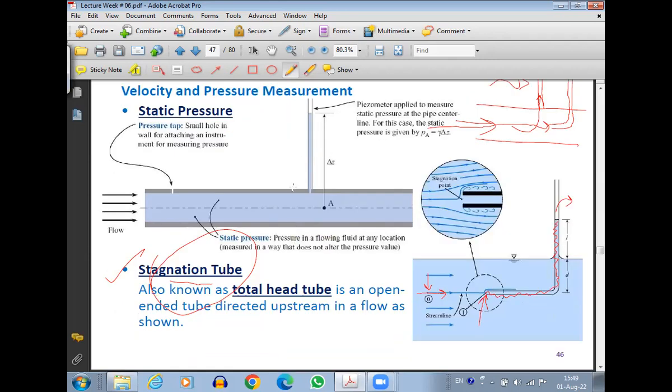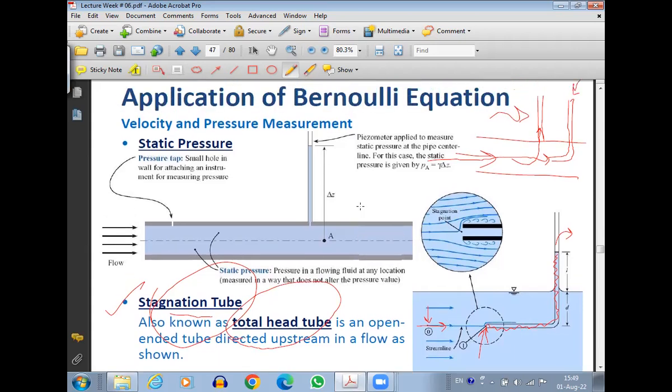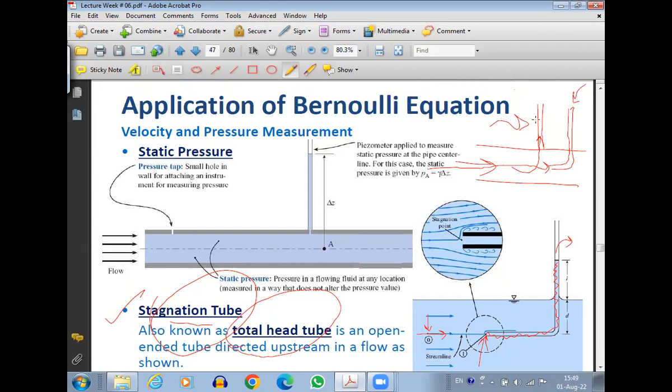So stagnation tube, it is also known as total head tube because it actually stops the motion of the fluid completely. So the kinetic head also goes to 0. So whatever head this provides also has the kinetic effect in it. Okay. So suppose I have two tubes attached to this pipe, one piezometric tube, the other the stagnation tube. The difference in the elevation of the two tubes is going to give me the kinetic head because that's the only difference. Okay.